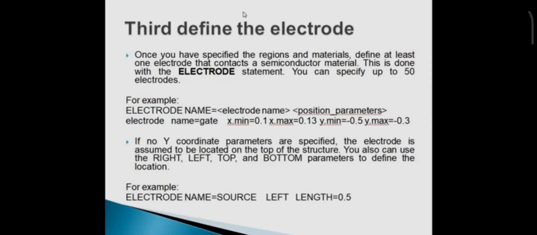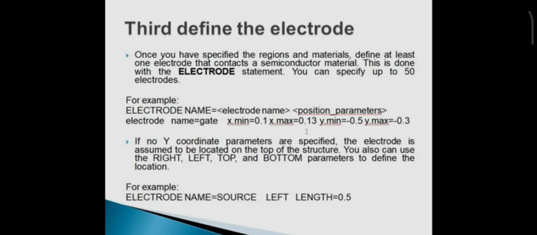Third, define the electrode. Once you have specified the region and material, define at least one electrode that contacts a semiconductor material. This is done with the electrode statement. For example, electrode name, we have to specify the electrode name: gate, drain or source, and the position parameter. In this example, we have taken the electrode name gate, and the position parameter is specified by the x.min, x.max, y.min, and y.max.